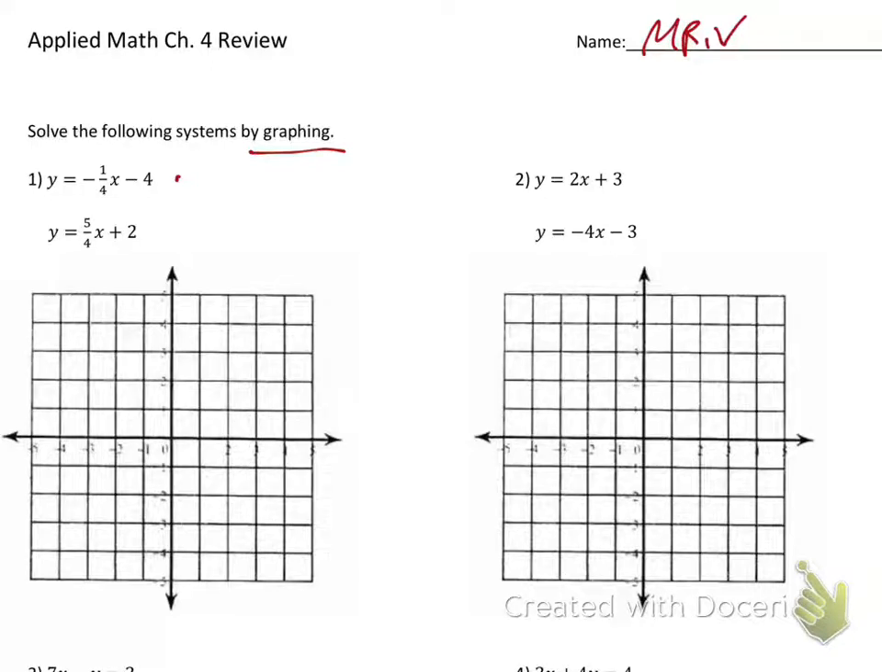This is the Chapter 4 review with Mr. V. So the first few we're going to solve by graphing. I see that at number 1, both of the equations are already in y equals form, which is what I want. So I start at my b, which would be -4.